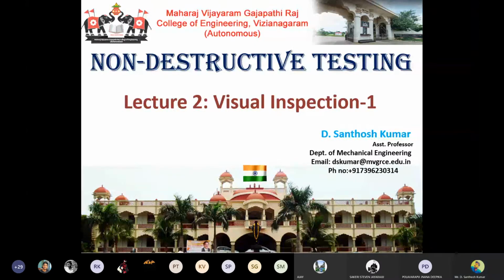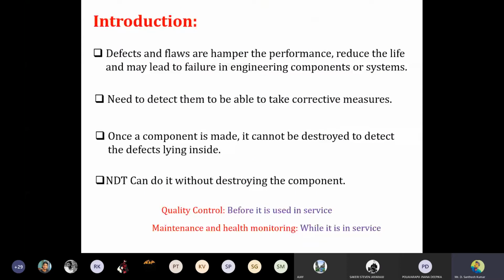So see, majorly defects and flaws can be present inside a component or an engineering system, and if you do not address these kinds of defects and flaws, they can hamper the performance of any particular component or engineering system. That is the reason why defects can also reduce the life of the component and lead to failure if they are not detected and addressed.